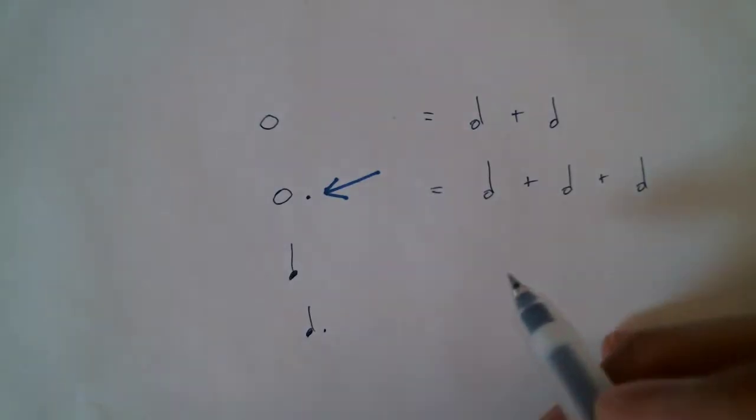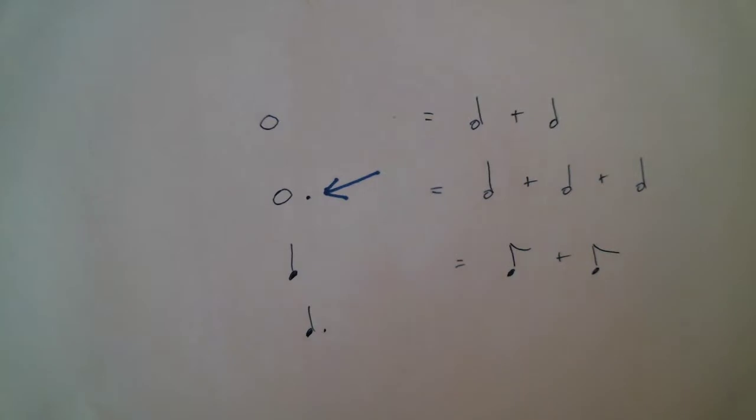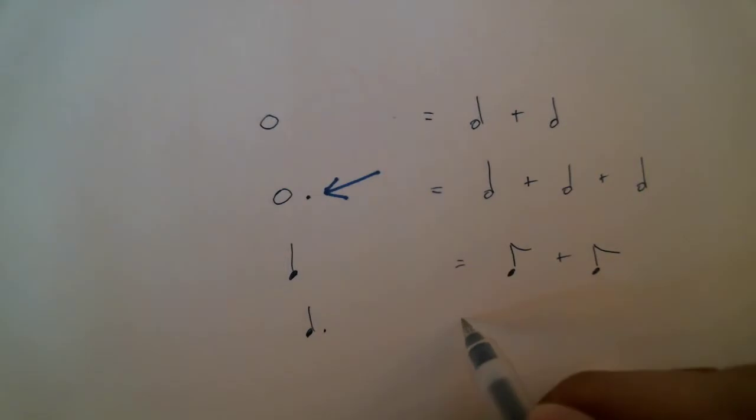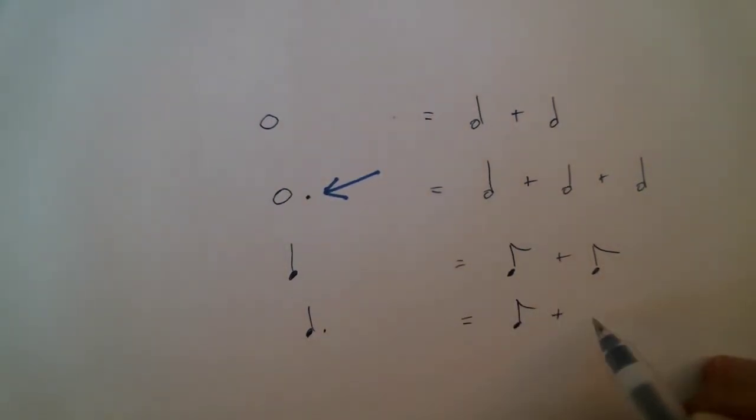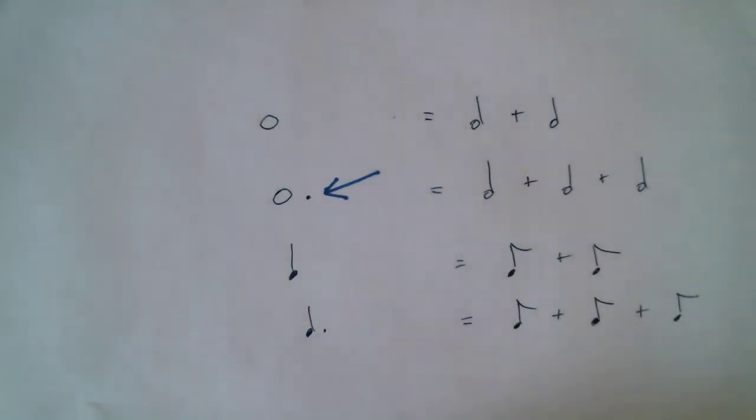You can do the same thing with a quarter note. So a quarter note at the moment equals 2 eighth notes, because half of a quarter note is an eighth note. By adding that dot to the quarter note, we're adding half of the value of the note. So that would be adding an eighth note. We start with the quarter note equivalent, which is 2 eighth notes, and then we're adding half of the quarter note again, which is another eighth note. So a dotted quarter note would equal 3 eighth notes.